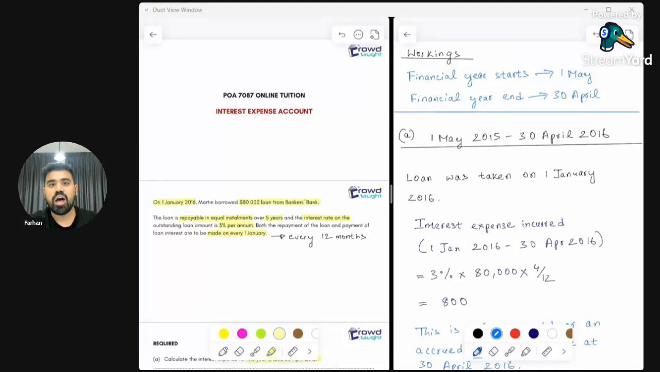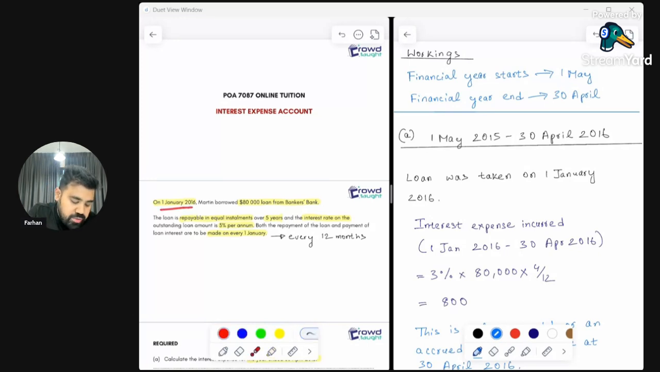In today's lesson, I'll show you how to prepare the interest expense account. You'll see the question on the left hand side of your screen, and on the whiteboard on the right hand side, you will see all the workings which I'll go through step by step. What I need you to do now is focus and follow through the entire content for an excellent understanding. So with that being said, let's begin.